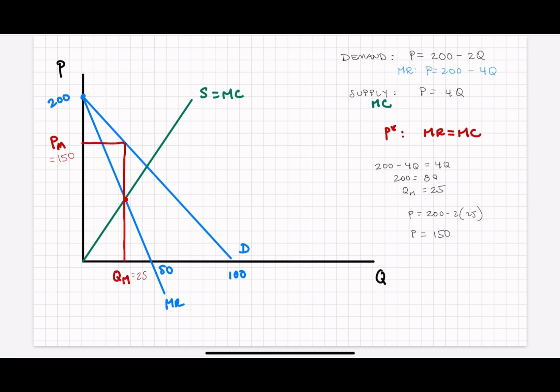Now on this, we can also identify a few key points or areas. We can identify this area right here. Let's make that a little more visible. This area right here is going to be our consumer surplus. And that's because that's the demand equation to the price. The price down to the supply, or in this case, the marginal cost, this area will be the producer surplus. And that leaves this area right here, and that's going to be the dead weight loss.